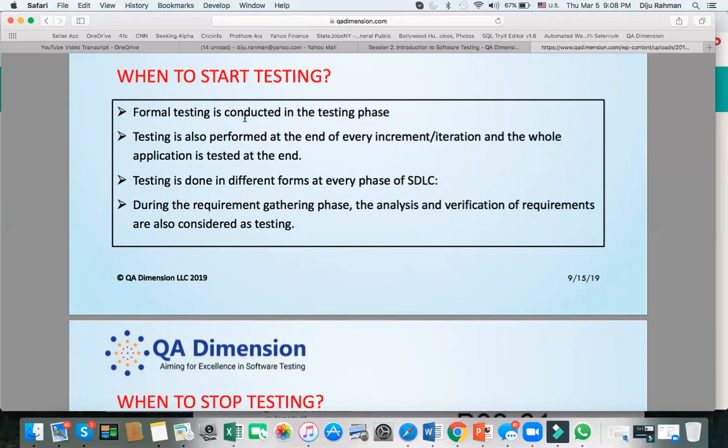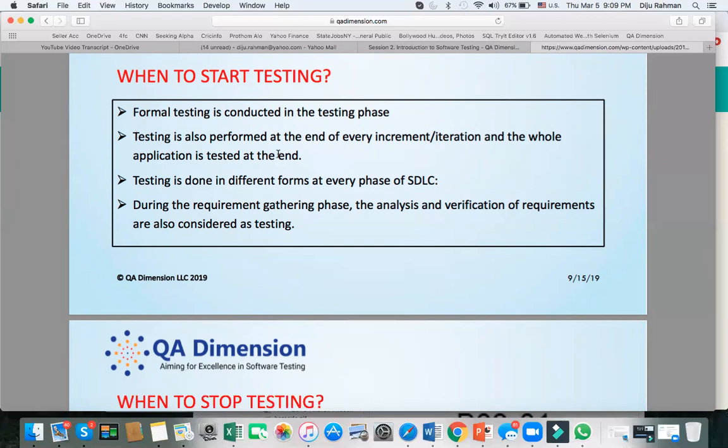So the formal testing is conducted in the testing phase, which means whenever the developer finishes their work, you can start performing your testing. And the next is that testing is also performed at the end of every increment and iteration, and the whole application is tested at the end.